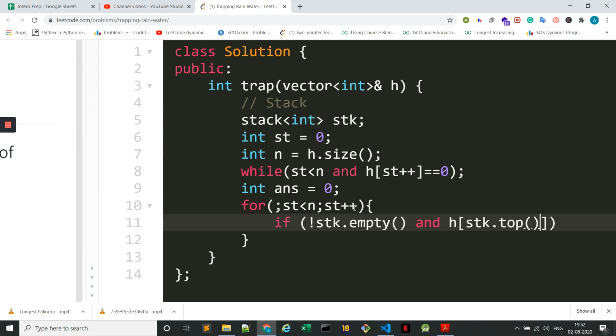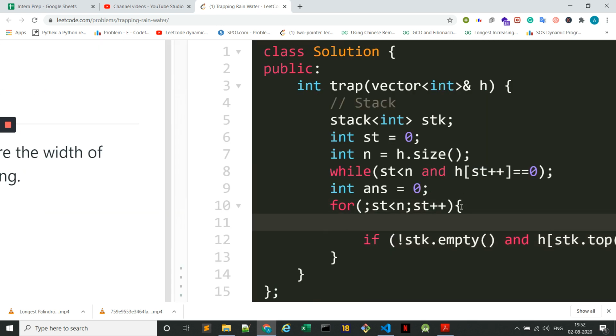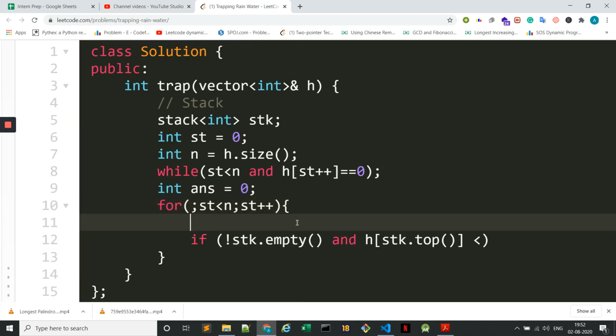If this height is less than, okay, now we need to think, do we require an equality sign over here or not? We do not require an equality sign. Why? Because if there is an array of 3 3 and 3, then we cannot hold any water inside this. So I think equality won't matter, as in the case of even 3 to 3, sorry, 3 to 2.